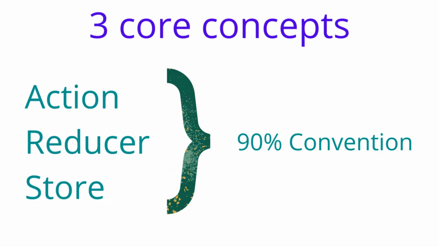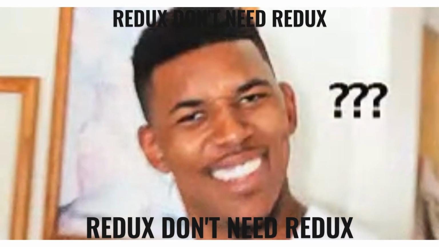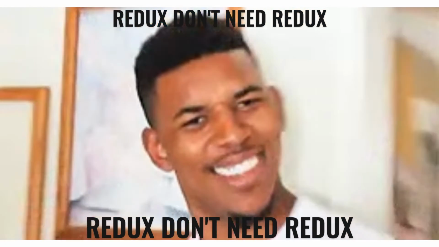Redux is based on three core principles: actions, reducers, and state. Remember, when I said Redux is 90% convention, it's these three concepts. These concepts are not Redux specific. There is a saying that Redux doesn't need Redux. To understand what it means, let's take a look at actions and reducers.